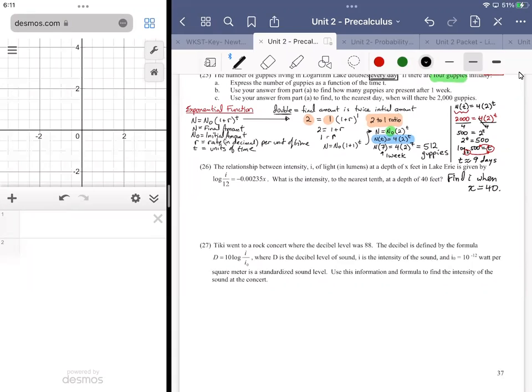All right. So I have my log equation. Log without a base indicated, that must be a base 10 then, of I over 12 is equal to negative 0.00235 times the value of x, which is given as 40.